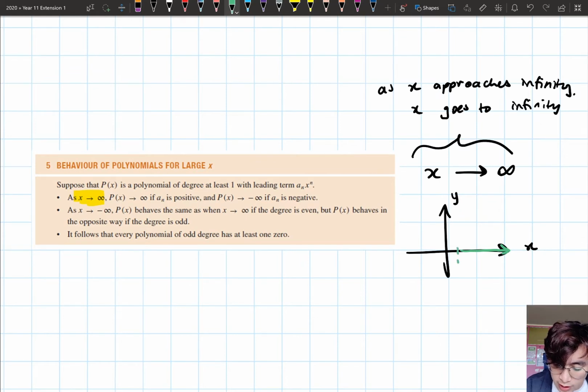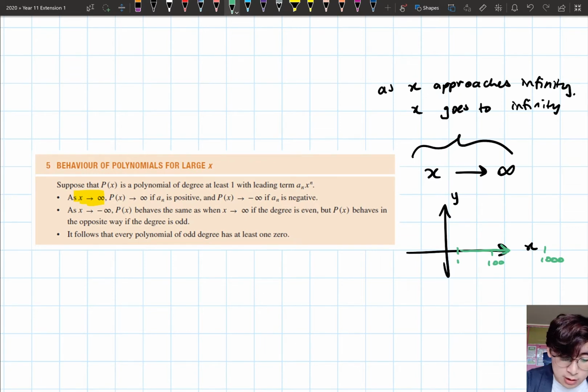You start off with like 1 over here, and then as you get further and further to the right, you go to like 100, then you go to 1,000, and so on. So what we're looking at here is basically what happens to the graph when we move further and further to the right.